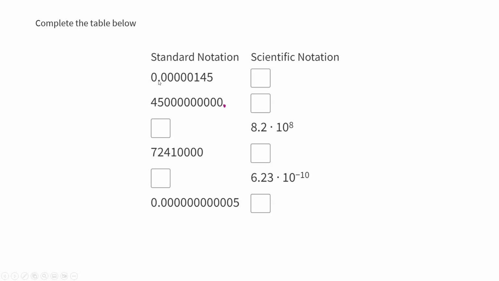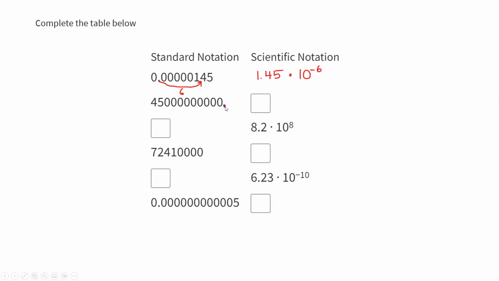And so here I'd have to move it to this position here to make it 1.45, and that's the number I want there. This got moved 1, 2, 3, 4, 5, 6. And since it's a small number, I know it's going to have a times 10 to a negative exponent. So those 6 spaces is going to be times 10 to the negative 6. So 1.45 times 10 to the negative 6.